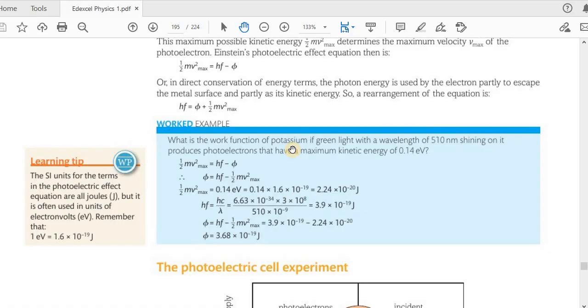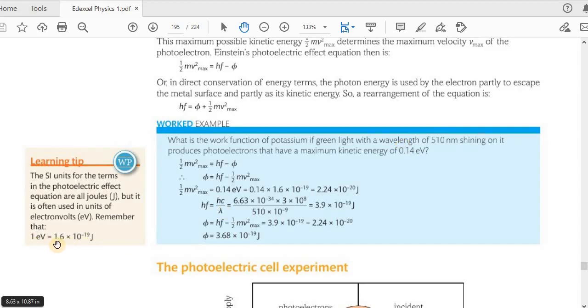What is the work function of potassium if green light with a wavelength of 510 nanometers shines on it and produces photoelectrons that have a maximum kinetic energy of 0.14 electron volts? Now this is not an SI unit, so you will have to convert it to joules, and this is the conversion factor.